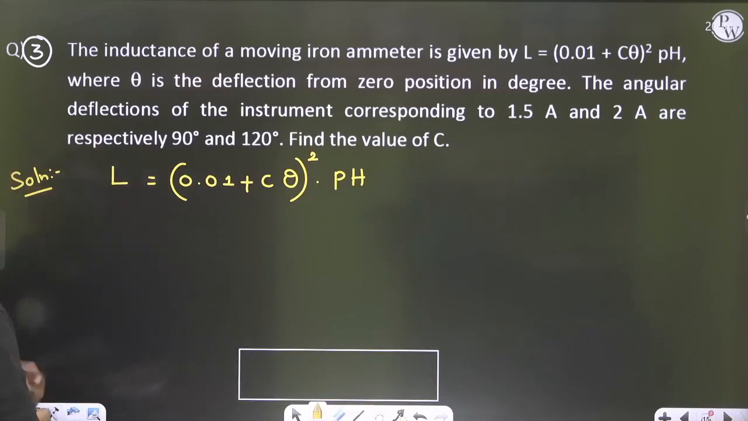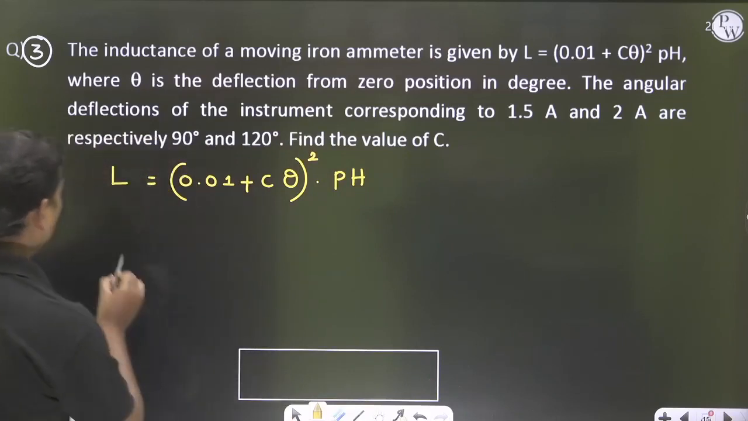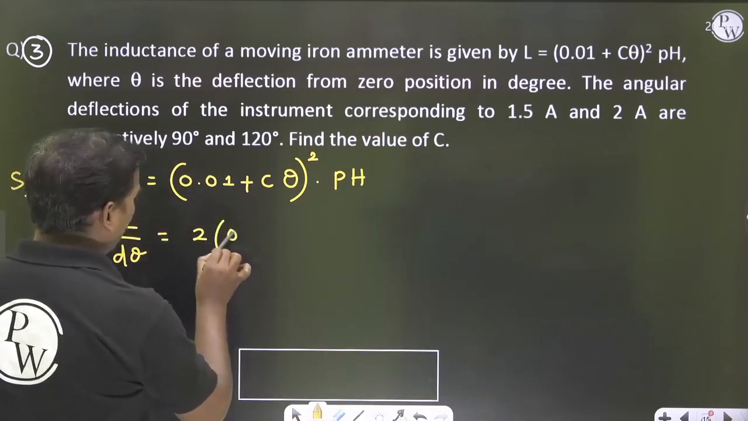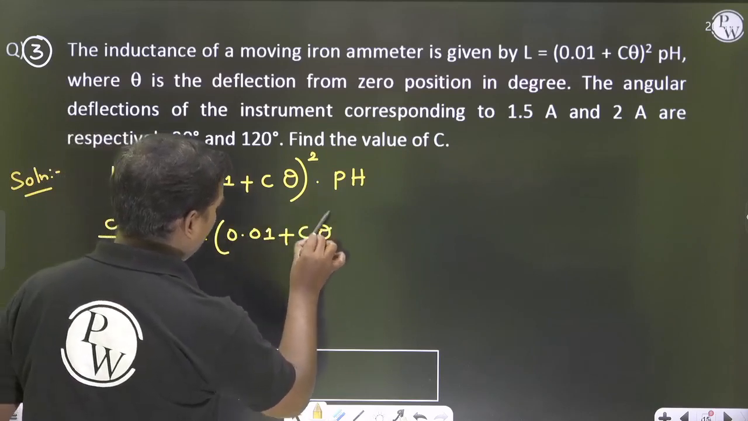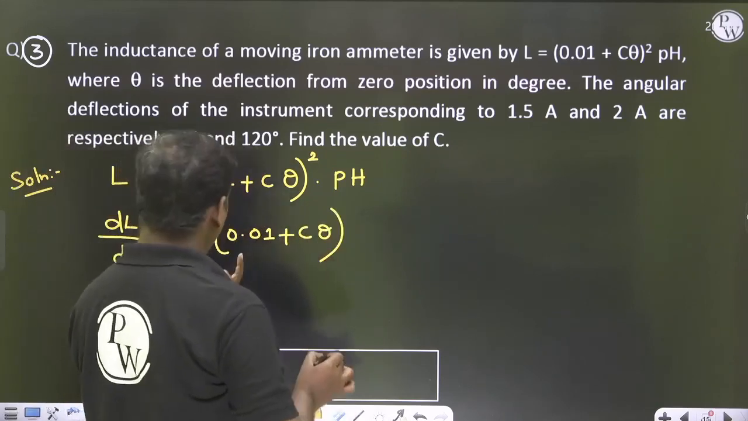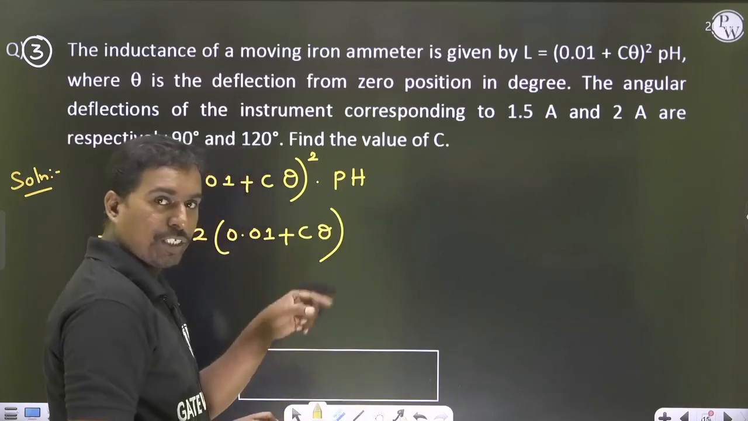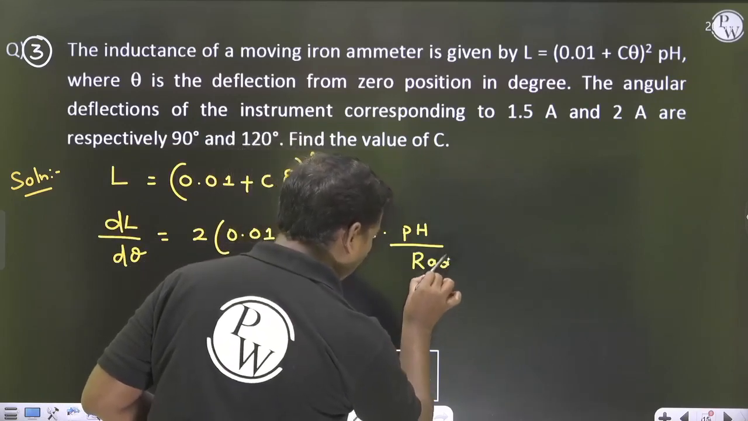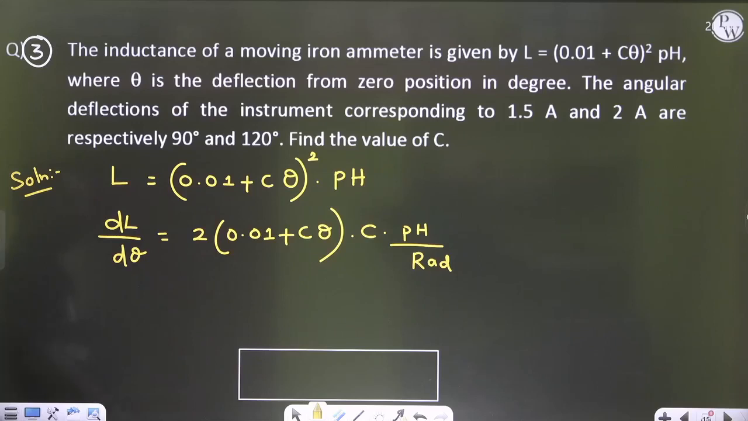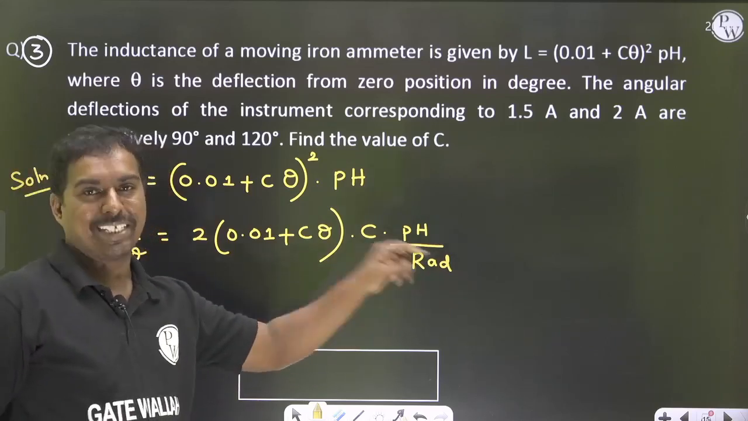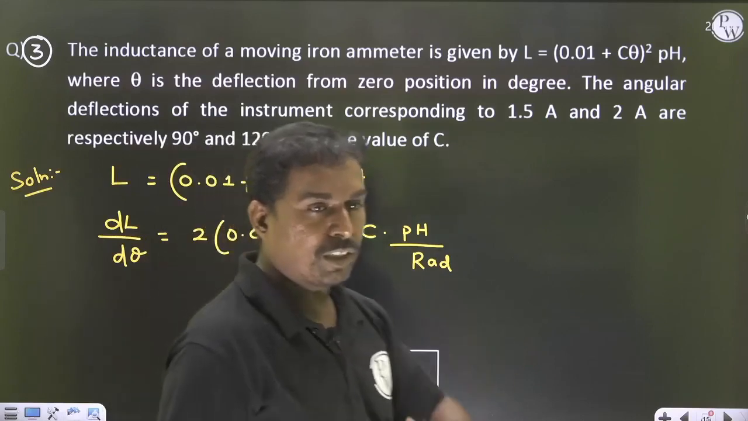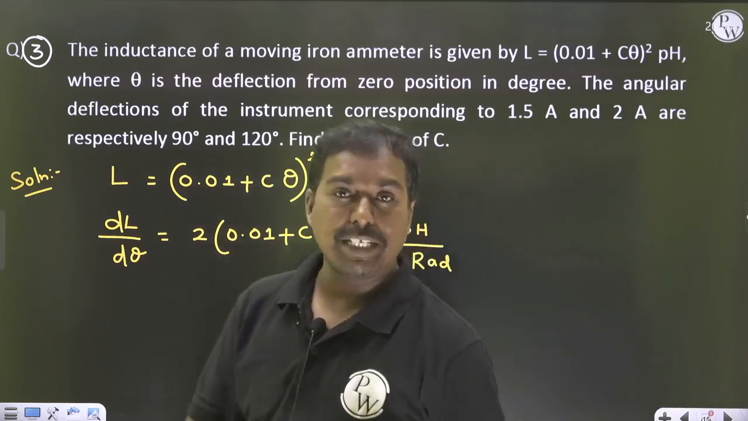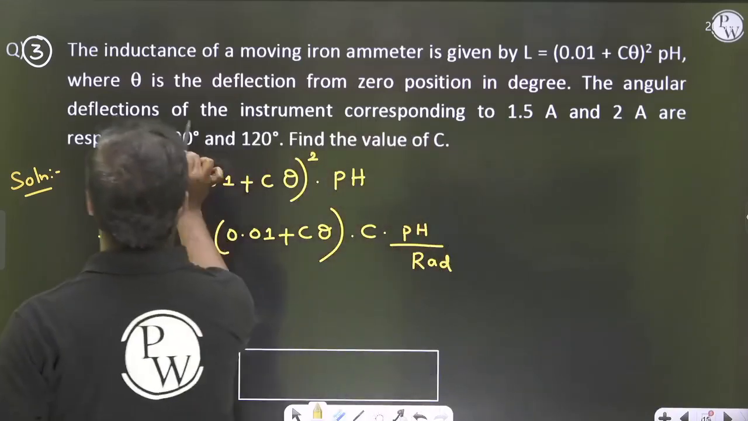First of all, we have to find dL by d theta. dL by d theta will be 2 times (0.01 plus C theta), and the bracket term if you differentiate with respect to theta, the constant derivative is 0, and C theta gives C. So this will be picohenry per radian. This radian we have to convert into degrees, because dL by d theta will be per radian, but here the deflections are given in degrees.